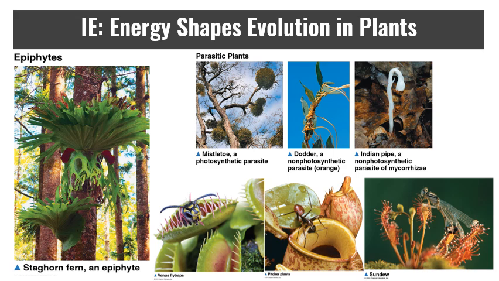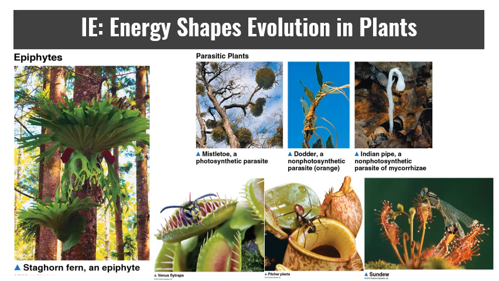Epiphytes are going to be growing on plants. They're not parasites, but that allows them to get energy from higher sources to store water. Orchids are a great example of this, and the staghorn, which is one of my personal favorites, you can see on the left. Another option, of course, is to go parasitic.